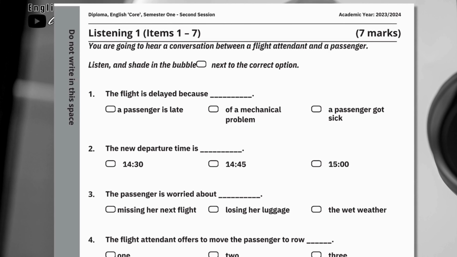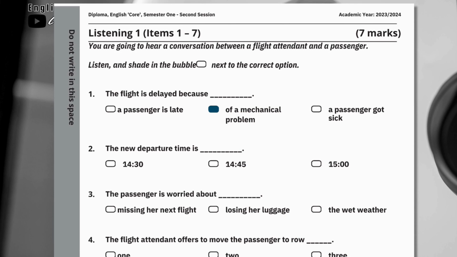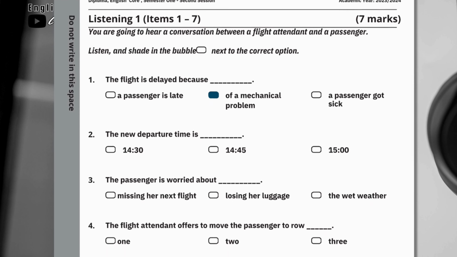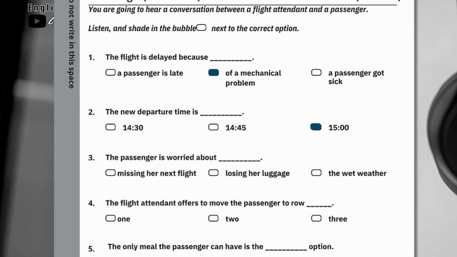Now check your answers. Number 1. The flight is delayed because of a mechanical problem. 2. The new departure time is 1500 or 3 p.m.